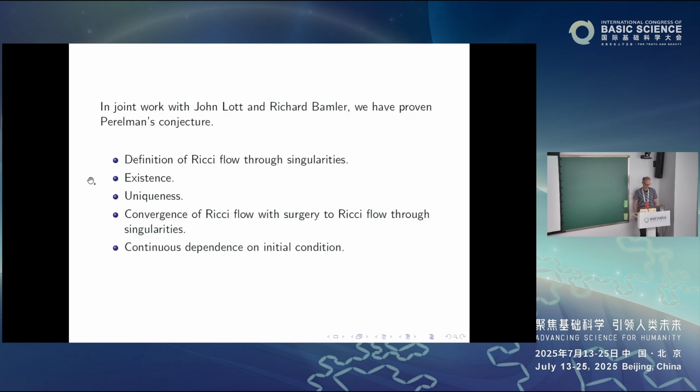Okay. So first we worked with John Lott and then Richard Bamler. So we proved this conjecture of Perelman. That involved some pieces here. First, there was a definition of the Ricci flow through singularities, which was new. And then we proved existence, uniqueness, and this convergence statement that Perelman indicated, and also continuous dependence on the initial condition. All right. So I want to describe this a little bit in a very condensed form.